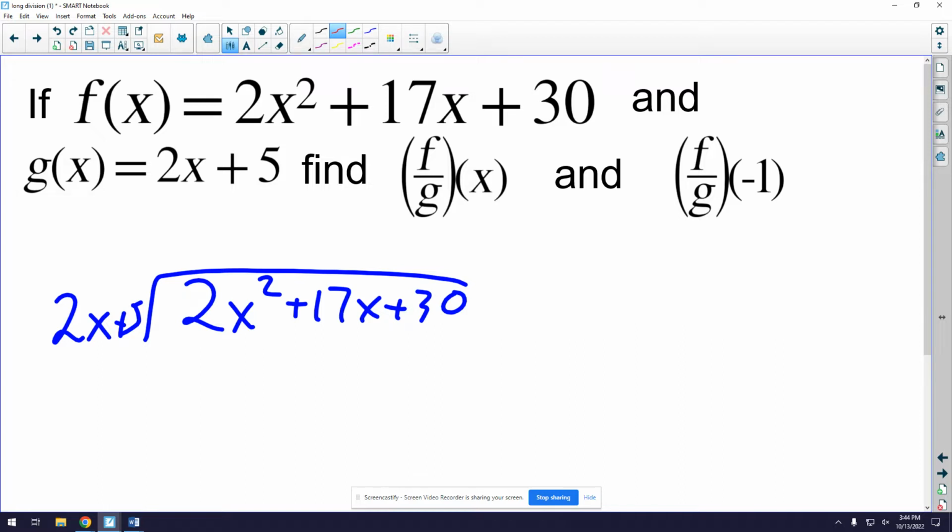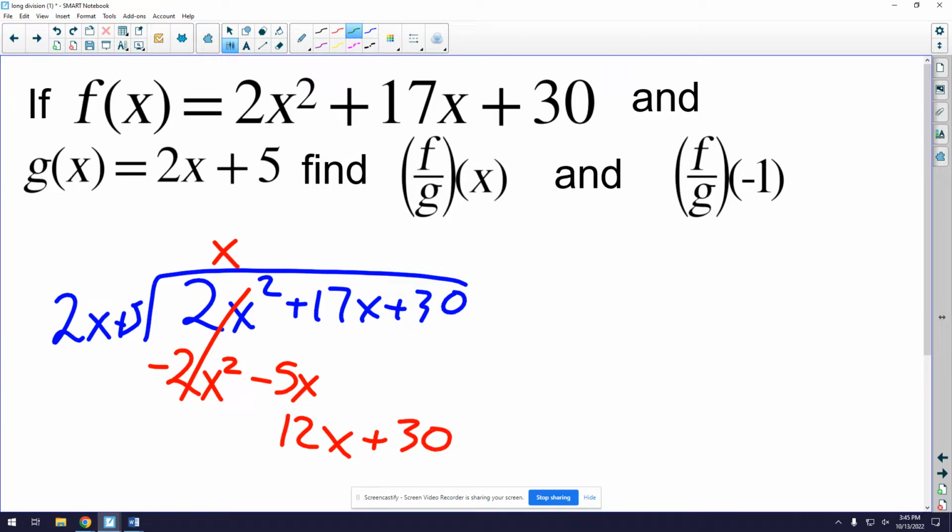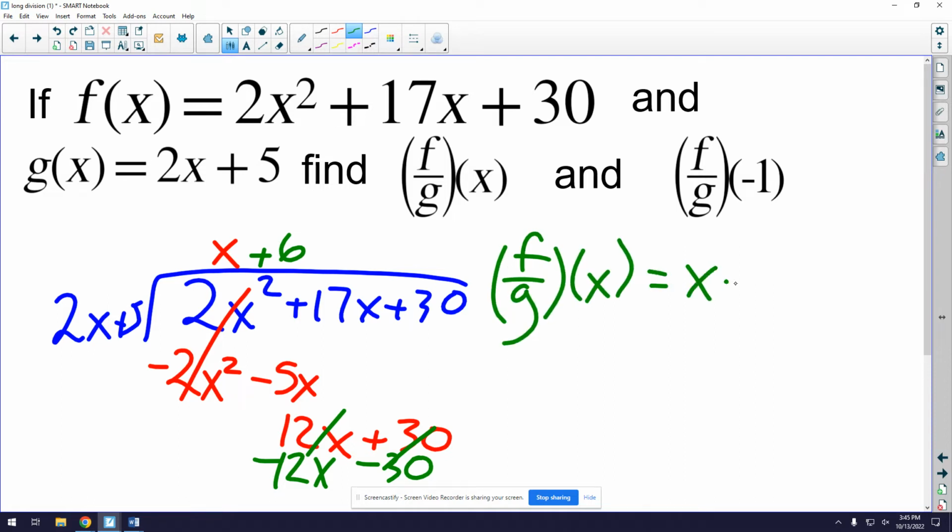2x squared divided by 2x will just be x, or 1x if you want to put your 1. Distributing that x to both terms, I get 2x squared and 5x. Both were positive, but I'm going to subtract to make them both negative. Cancels there. 17 minus 5 is 12x plus 30. Now I have a 12x, divide that by 2x. Would be 6. And 6 times 5 is 30. I have two positives, but I'm going to subtract. Those cancel. So f divided by g of x equals x plus 6.